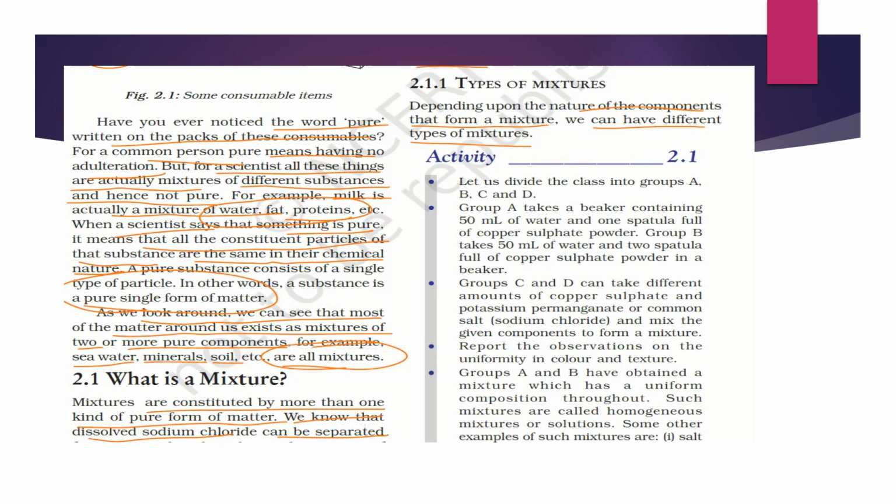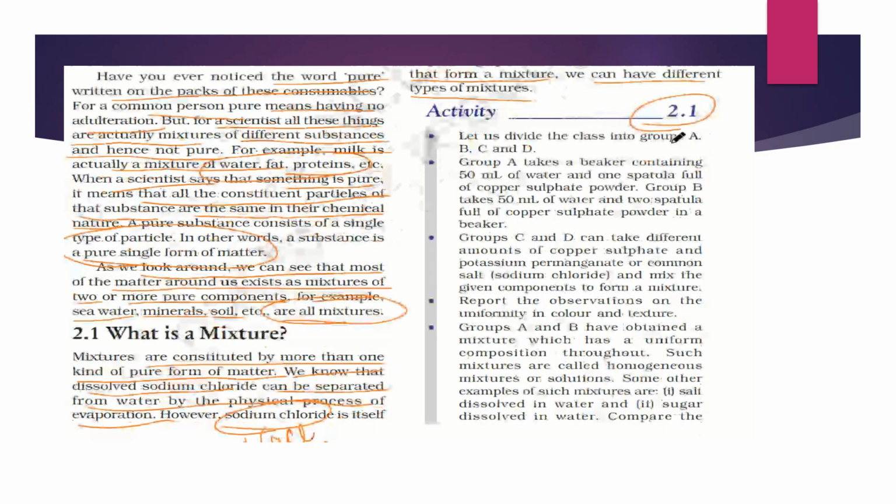So, let's start with the first activity, 2.1. Let us divide a class into groups A, B, C, D. Suppose you take two students in each group and divide the class into 4 groups. To group A, we are giving a beaker containing 50 ml of water. In that, we are giving 1 spatula full of copper sulfate powder. What will happen? We will see in the observations.